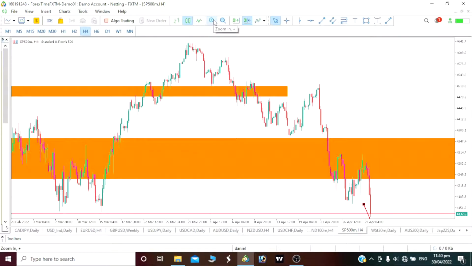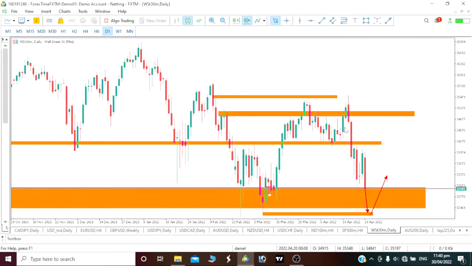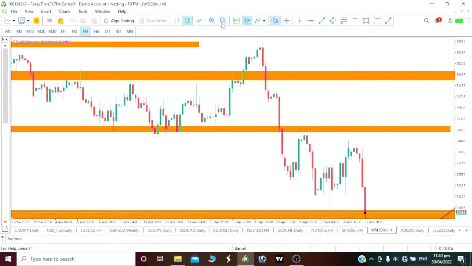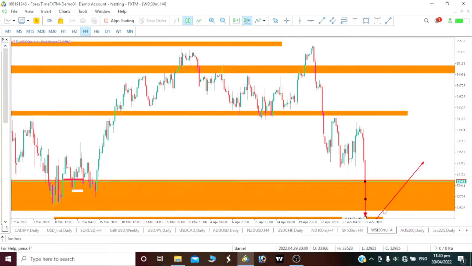Now on our Wall Street 30, as you can see, we are still waiting for our Wall Street 30 to push down before we take our buy. On our 4 hour time frame, we would want to see our price drop before considering taking our buy. As you can see, our price is still falling. It is still bearish, so it will not be the right time to take our buy, but rather we should wait for our price to play out before we take our buy.